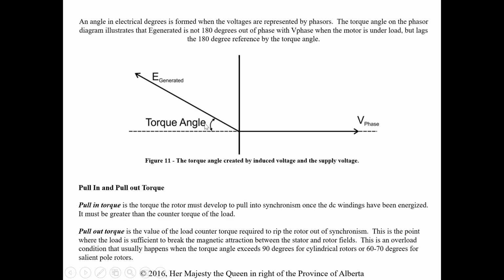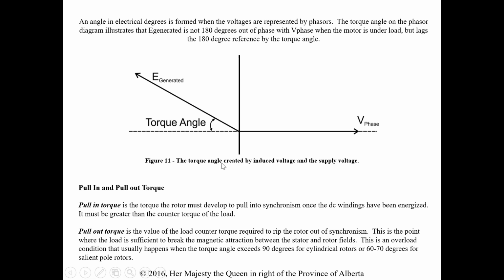So when we look at the phasor diagram for that, there's going to be potentially an angle here, based on, again, that drag or mechanical load that's going to bring this E-gen off the 180. So an angle in electrical degrees is formed when the voltage is represented by phasors. So the torque angle on the phasor diagram illustrates E-gen at 180 out of phase with V phase when it's under load, but lags the 180 degree reference by the torque angle. So it would be at 180, but then that torque angle is going to take it off that 180 degree reference and move that E-gen right off that 180.